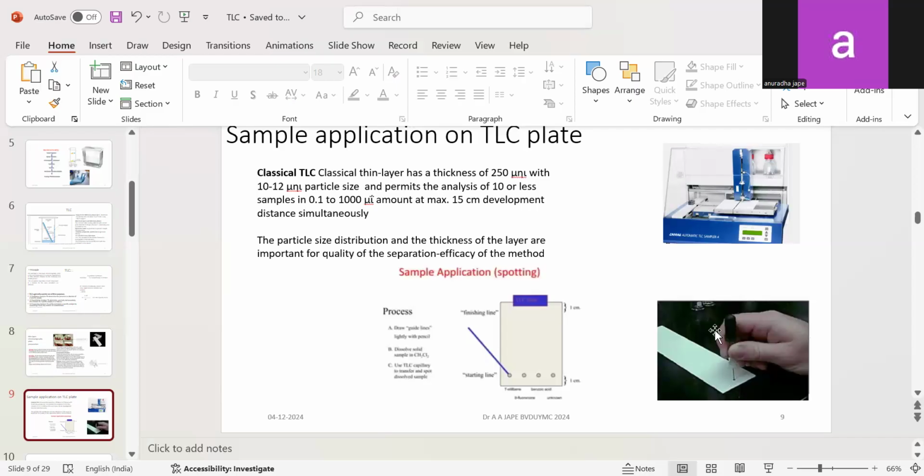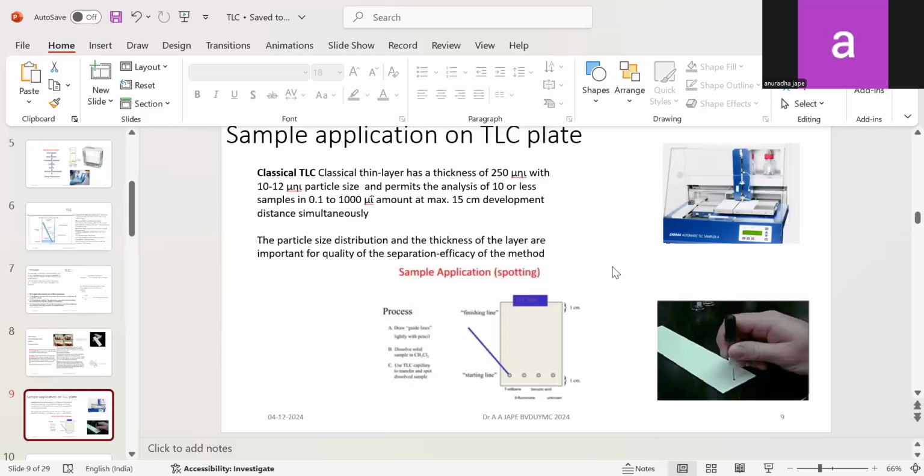So in the photographs, you are seeing all three types, where the glass capillary can be manually operated. You have an applicator with a defined amount of analyte sample that is picked up and applied. And further, this applicator can be operated automatically. So these three different systems for sample application are there. Sample application is not really very tricky, but a little care is to be taken when you are handling it.